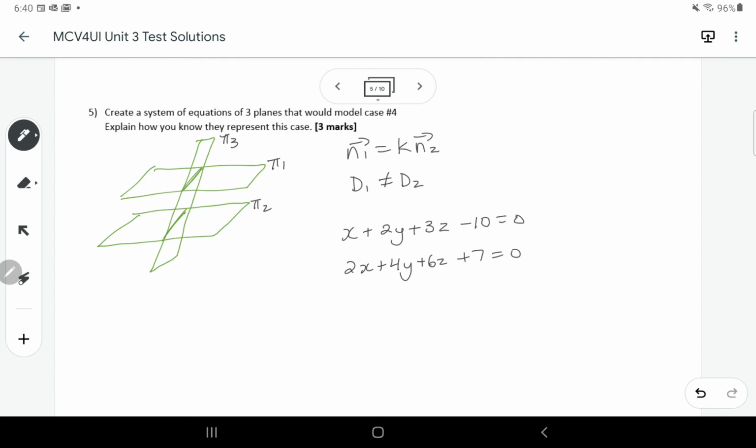And then the last plane, plane 3, can just be anything that's not a scalar multiple of that. So it might be 5x minus y plus 7z minus 8 equals 0. It could be anything else as long as the normal's not a scalar multiple.